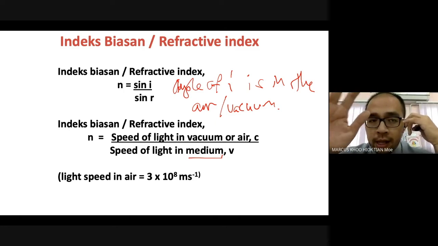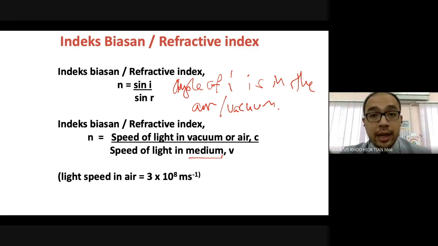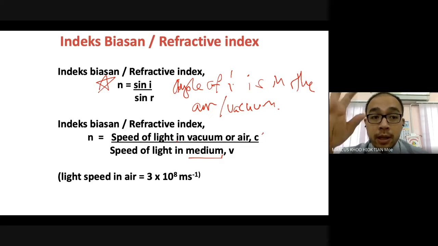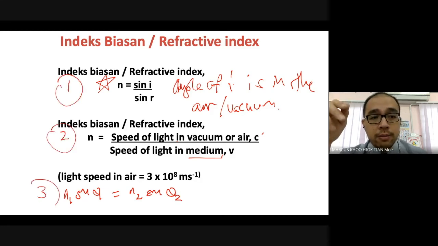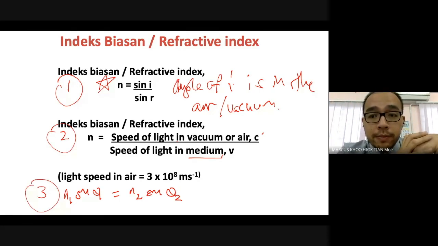You cannot do sine i over sine r when the i is in the glass or in the water or in the perspex. No. This one comes with a very important condition. i must be in the air, because when we calculate using the speed of light, the one on top is in the air. We don't use the one in the medium. And remember the third one is n1 sine theta 1 equals n2 sine theta 2. So there are three formulas that we have to think about today, or at least in this subtopic.